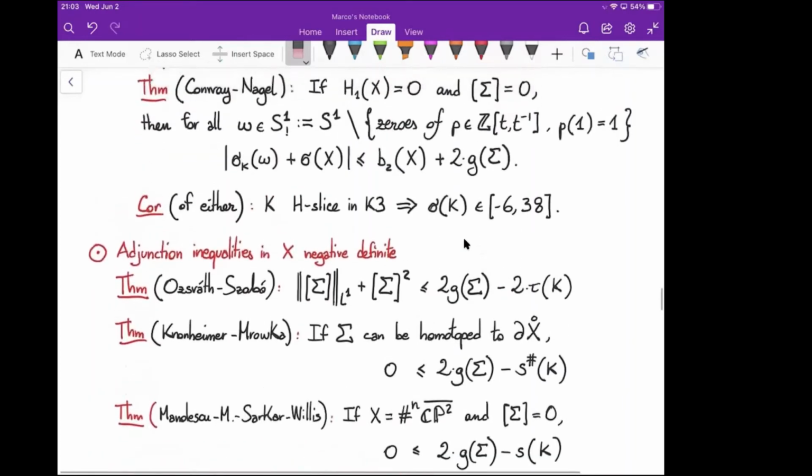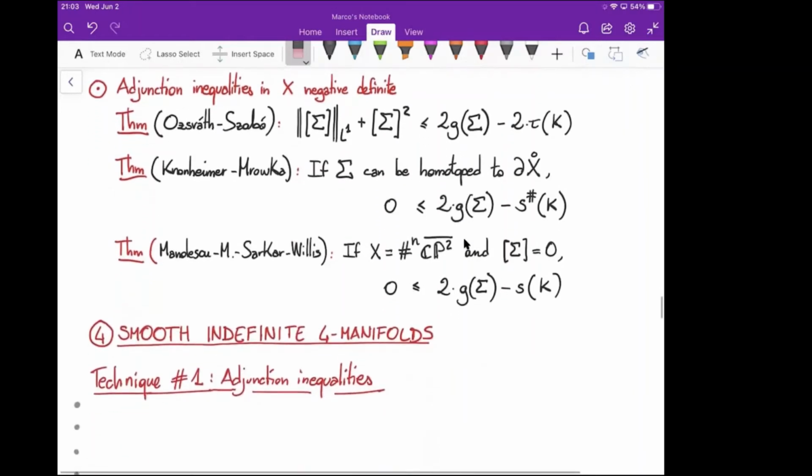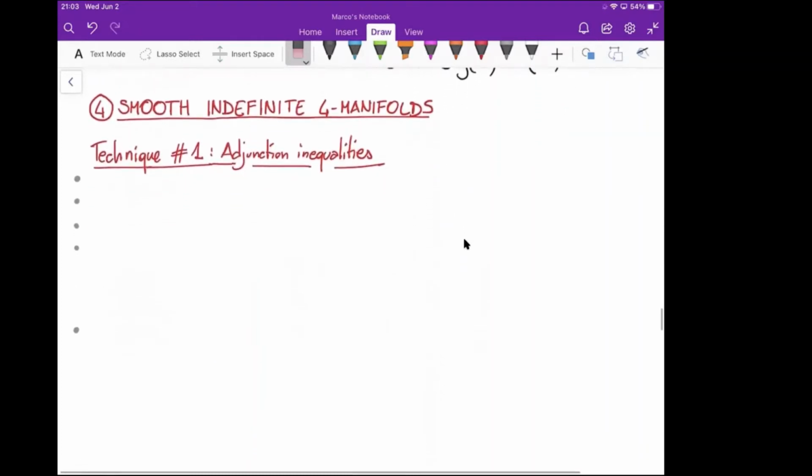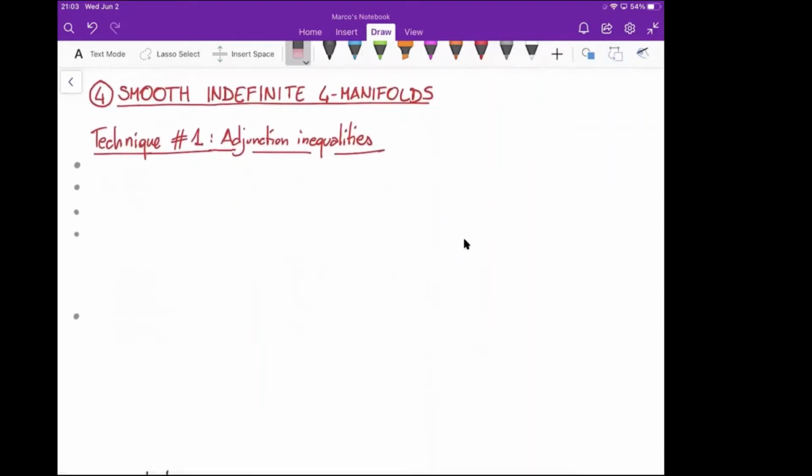Okay, so now I want to move to the new results. I want to note here that we set the previous results in two categories, one given by topological bounds and the other by the category of negative definite four-manifolds. So now we want to study smooth bounds, bounds for smooth embeddings inside indefinite four-manifolds. And there is some literature here as well.